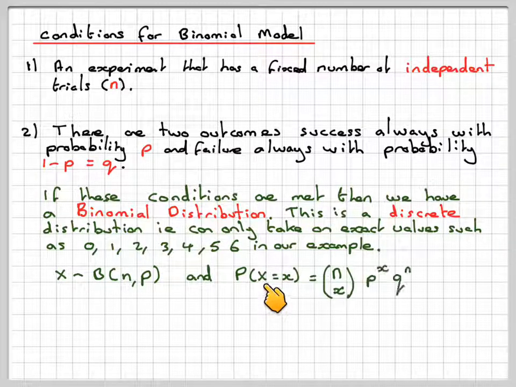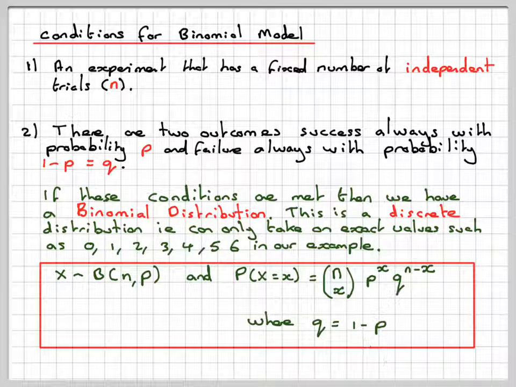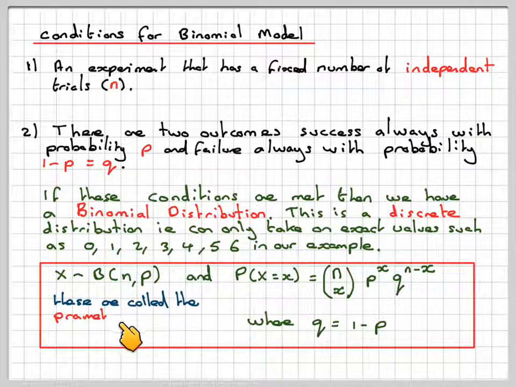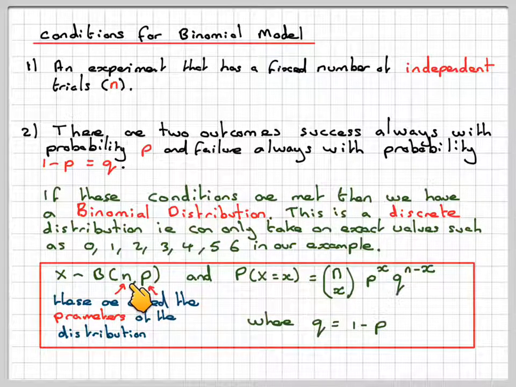We have two parameters, n the number of independent trials and p the probability of success. And we can find the probability of X being equal to some number by doing nCx, p to the x, q to the n minus x. Notice if you add these together, x plus n minus x, you get n. So n goes with this number here, x will go with the power of p here, where q is equal to 1 minus p. These are called the parameters of the distribution. Most distributions have parameters. The binomial distribution has two: n, the number of independent trials, and p, the probability of success. You can find q from that, and x is normally given in the question.